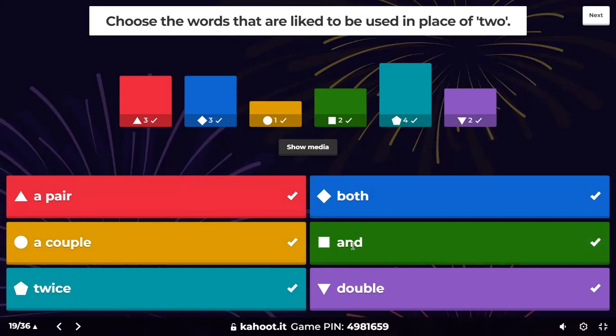For example, I could say Ali and Salah, these are two. Fatma and Aisha, these are two. Okay, twice, it means two times, and double, it means two. Okay, actually, you should have chosen all of them, guys. All of them can mean two.